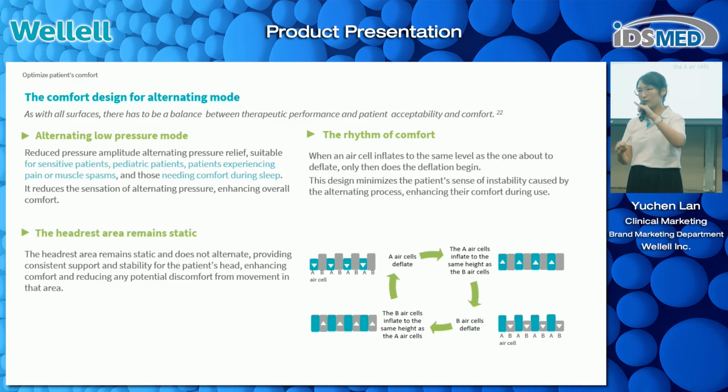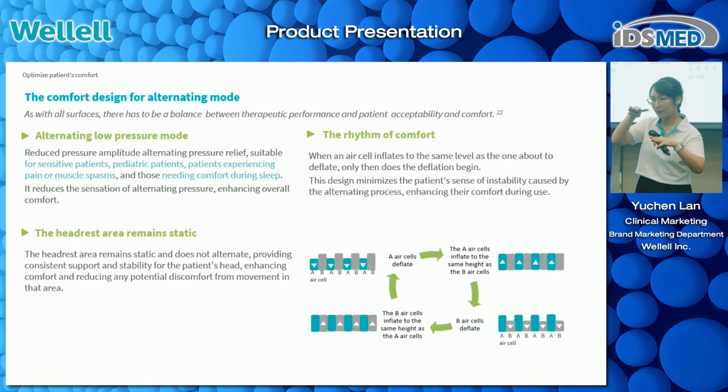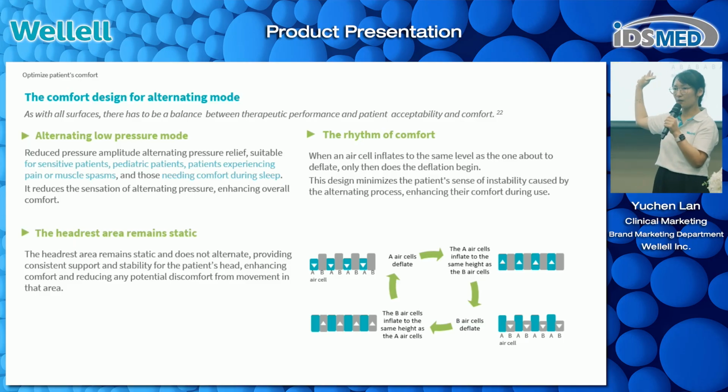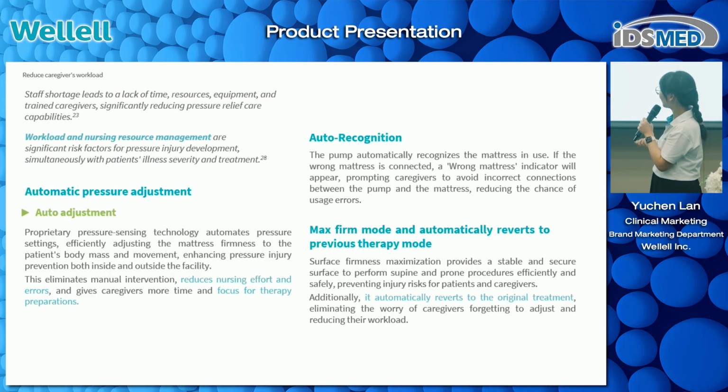When inflation and deflation happen, sometimes at entry levels, the patient might feel a little bit of dizziness because of the movement. For the higher-level mattress, generally the deflated air cells will go back to the same level, and then the other air cells will go down, which means the patient will generally feel more stable on their surface, because every time the cells go to the same level and then move, same level and then move. So for patients who need comfort, they could choose our mattress with the rhythm of comfort, like this one.